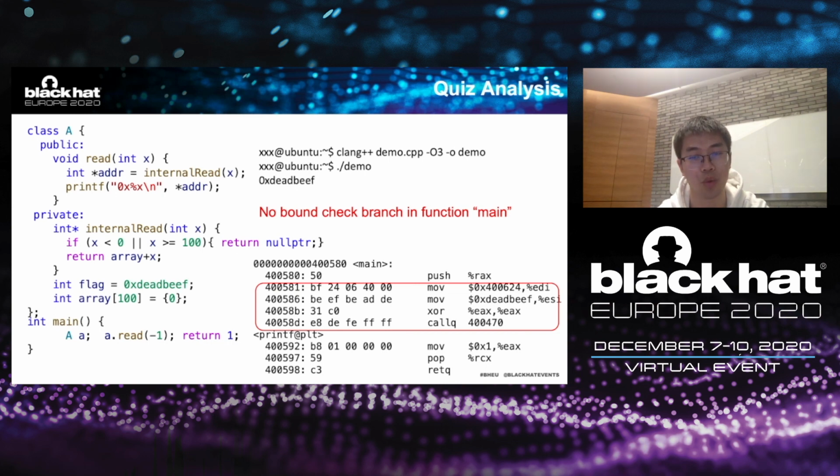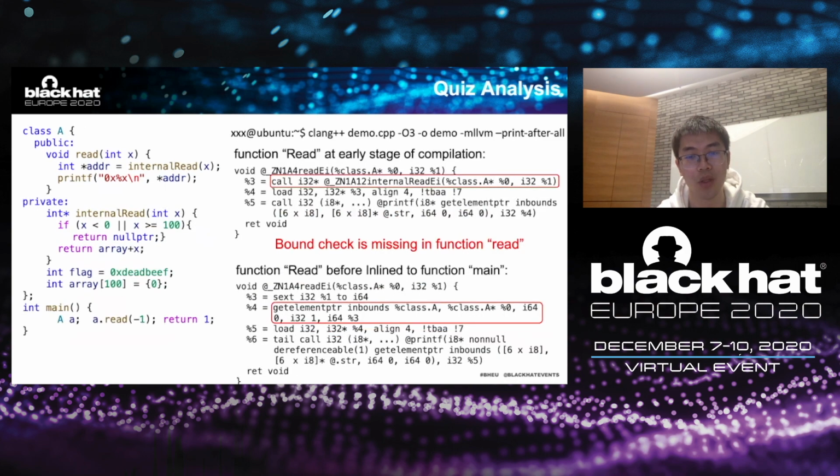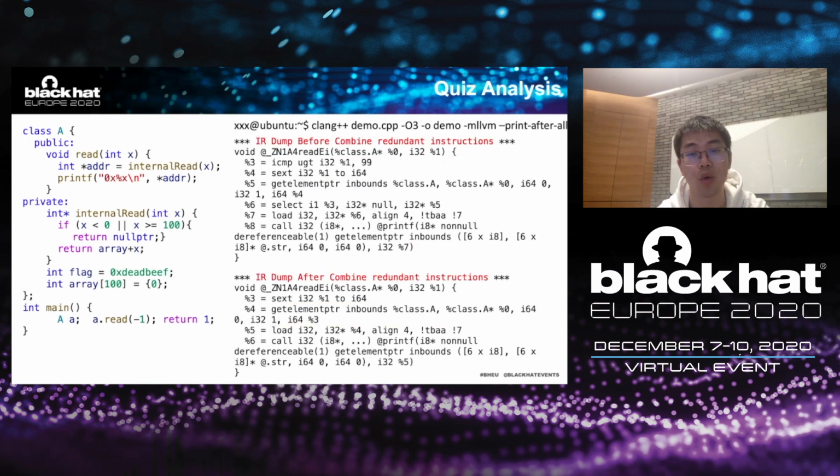The out-of-bound read value has already been fetched. We are still very confused about what happened. We dumped the LLVM intermediate representations to take a deep look. We found that the bound checking instruction is missing in function read even before it is inlined into function main. So we should focus on function read.